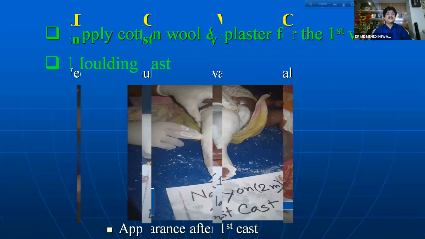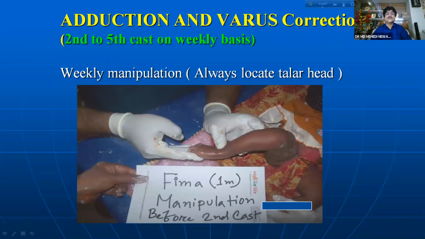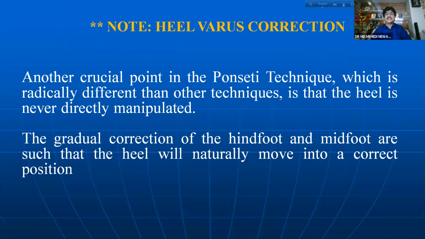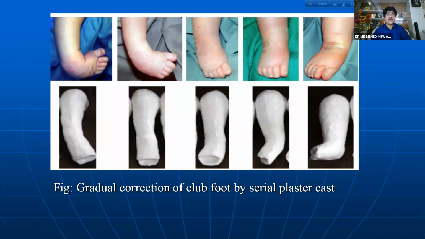Adduction and varus correction. We need second to fifth cast, weekly basis, or 7 casts. Weekly manipulation. Always locate the talar head. Don't forget to press over the talar head. And this is the figure of the second cast. Apply cotton wool and plaster for the first week. Molding cast, appearance after second cast. Note that for heel varus correction, don't touch the heel to evert the heel. It is very important. And the gradual correction, I have shown it already. You just see.